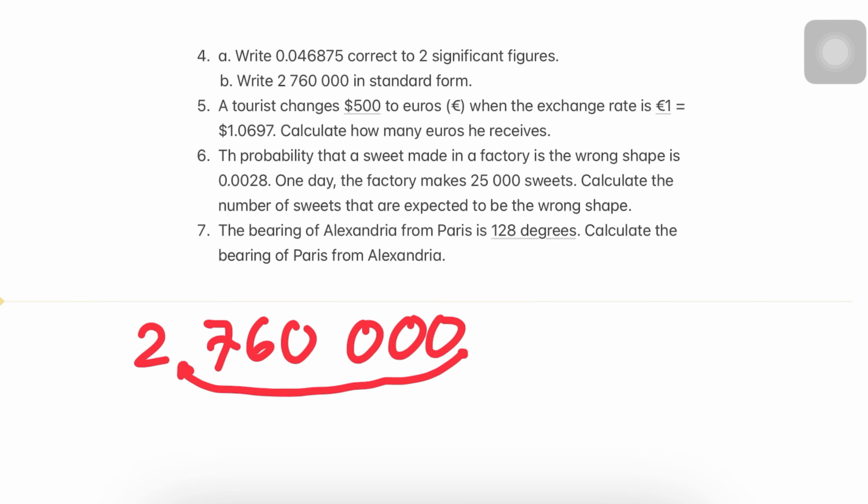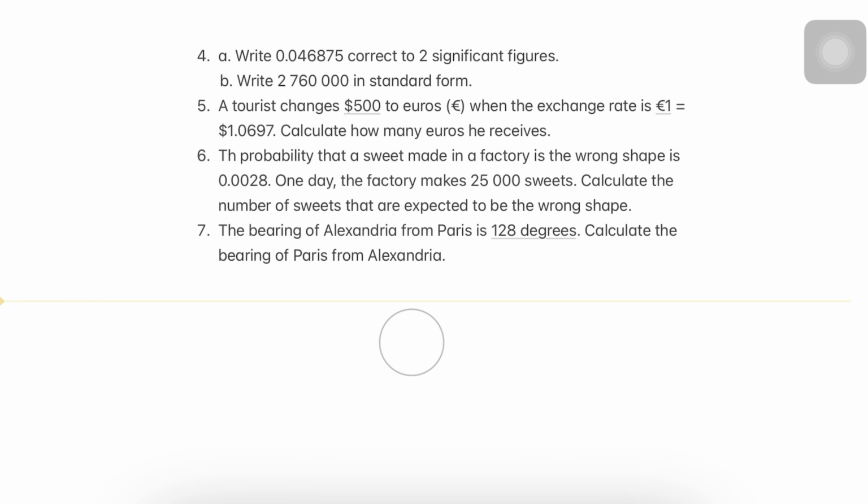So it will become 2.76. Count how many places you moved the decimal: 1, 2, 3, 4, 5, 6. So times 10 to the power of 6. That is the standard form of 2,760,000. Okay, so let's go to number 5.